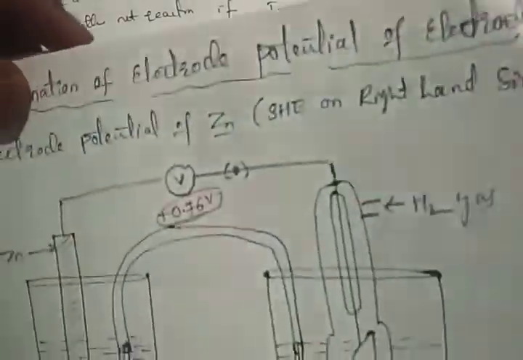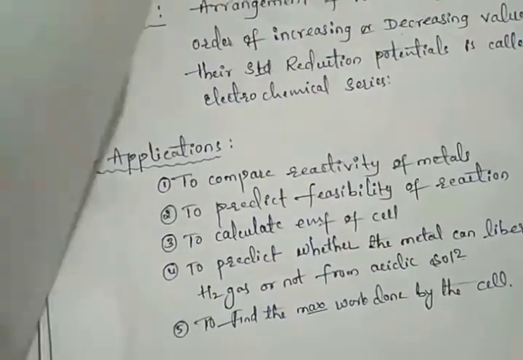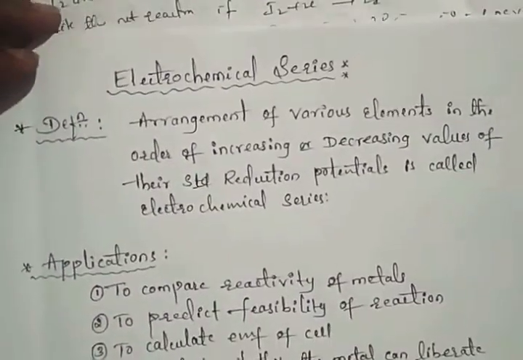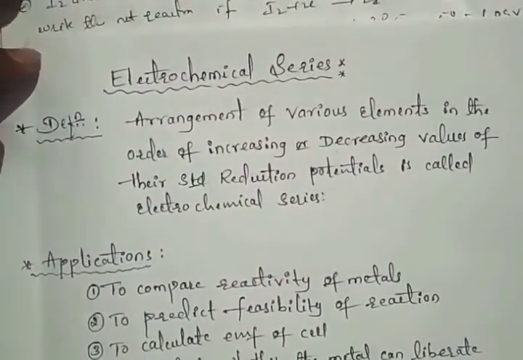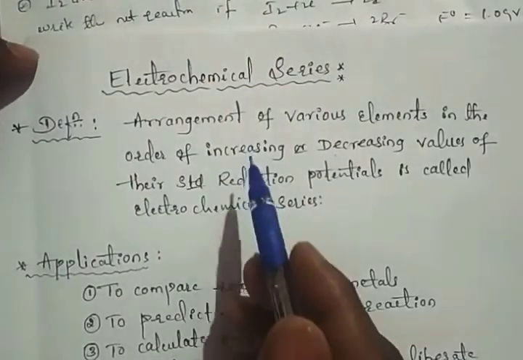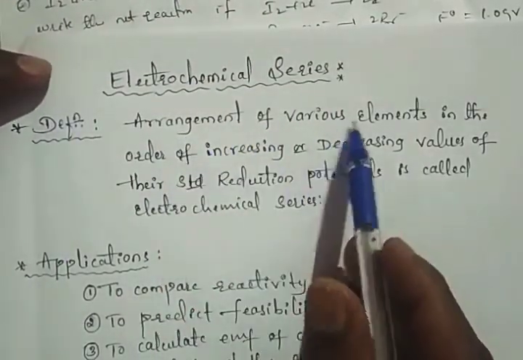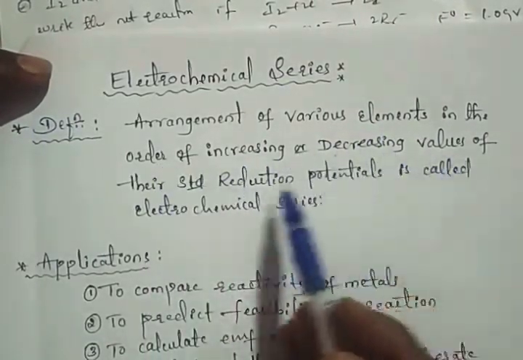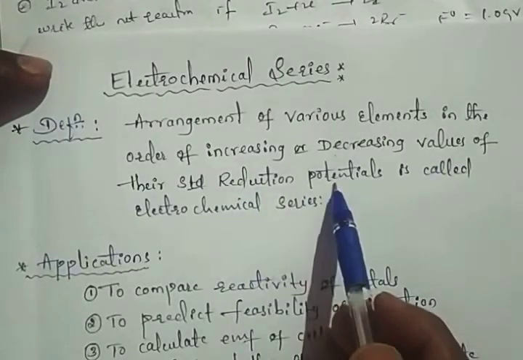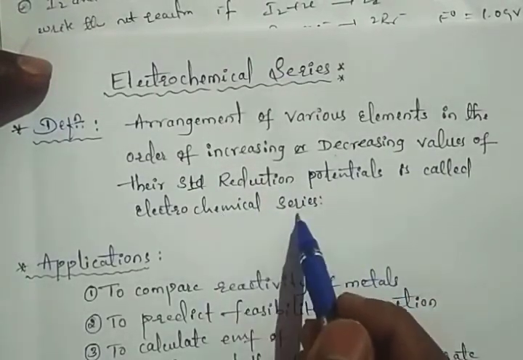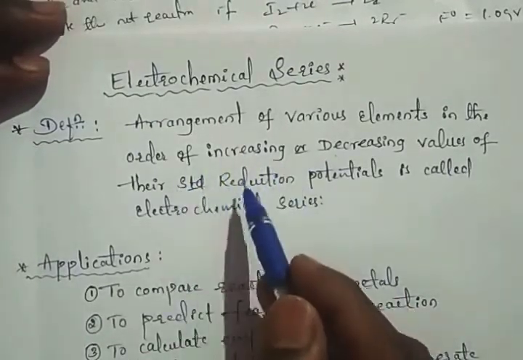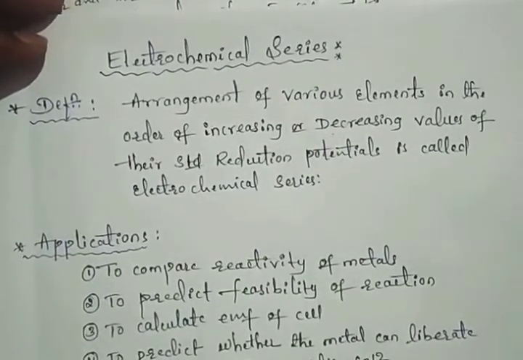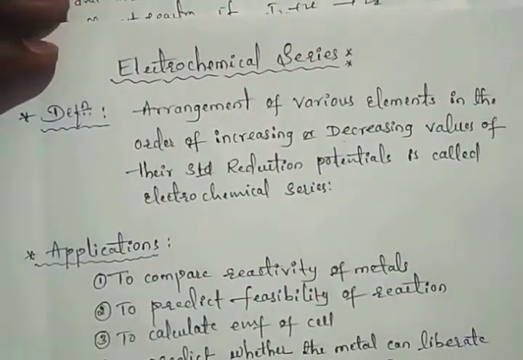So what is the definition of electrochemical series? Simple definition: the electrochemical series is just an arrangement of various elements or electrodes in the order of increasing or decreasing values of their SRP, that is, standard reduction potential. It is an arrangement of different electrodes in increasing or decreasing order of their potential values. That is known as the electrochemical series.